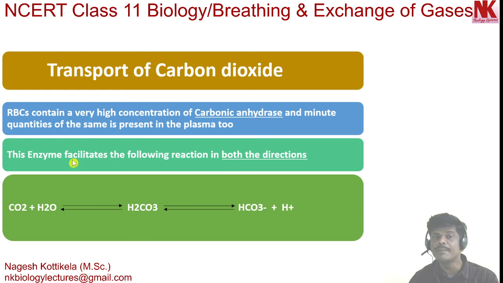So in both the directions, the reaction will occur. The enzyme carbonic anhydrase facilitates the following reaction in both the directions. Very important. The name of the enzyme is carbonic anhydrase, and RBCs contain a very high concentration of it. This is bicarbonate. We discussed 70% of carbon dioxide is transported in this form, bicarbonate. Very important.